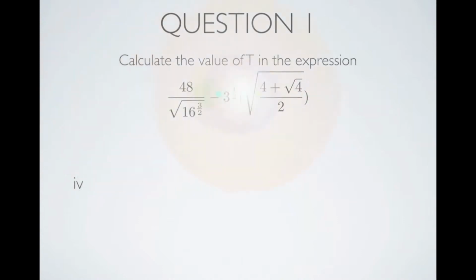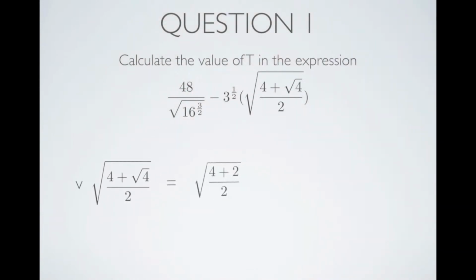Moving over to the right-hand side of the expression, if we take a look at 3 to the half first, we know that this means the square root of 3. Putting that figure aside, let's take a look at the bracketed part of the expression. It should jump out to you straight away that the square root of 4 is 2, so the fraction can be simplified down to 4 plus 2 over 2, which is 6 over 2, which is 3. So the value of the bracket is the square root of 3.